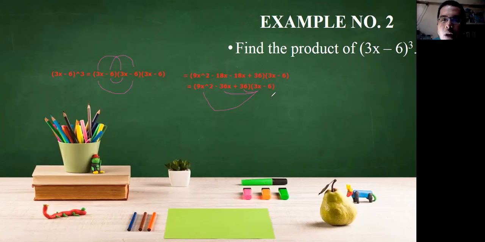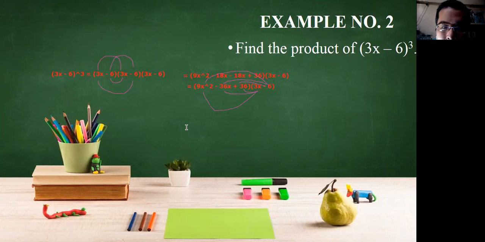So after doing the 3x, we're going to multiply the 6. So 6, you're going to multiply it to 9x squared, then 6, you're going to multiply it to negative 36x, and 6, you're going to multiply it to positive 36.